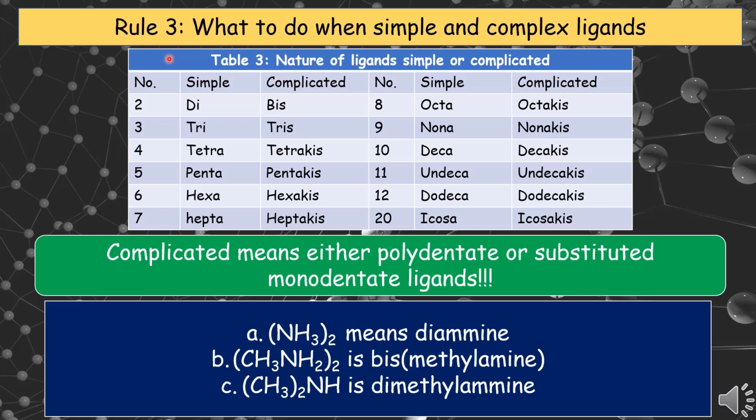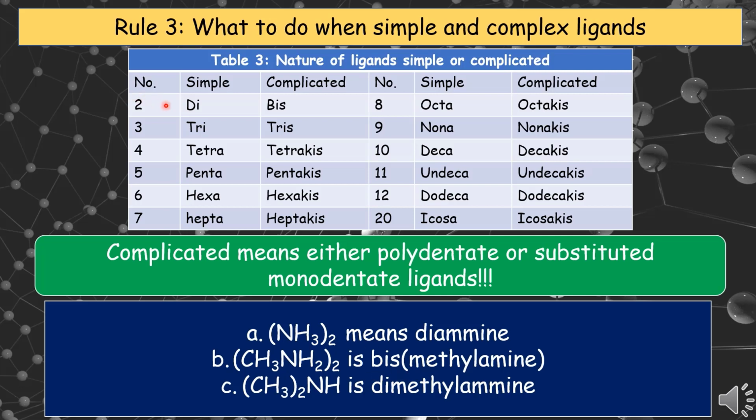But in case of methylamine, it is a monodentate ligand, but it has a substitution, and the substitution is a methyl group. That's why it is considered as a complicated or complex ligand. So in case of this one, if the number is 2, we cannot use di, which we usually use. We have to use a different prefix for the complicated one.